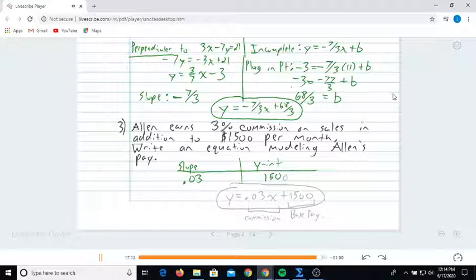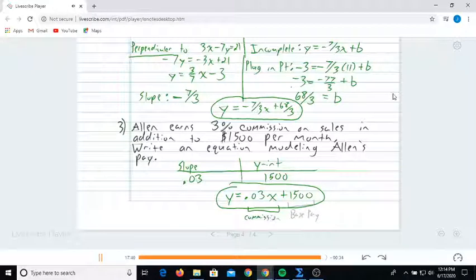So remember, the y-intercept is on the y-axis, which is where the x value is 0. Well, the x value represents his sales. If his sales were 0, then his paycheck will be $1,500. So in other words, his paycheck is determined by this equation, 0.03x plus 1,500, where the 0.03x represents his commission.